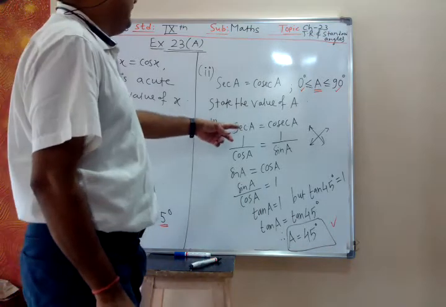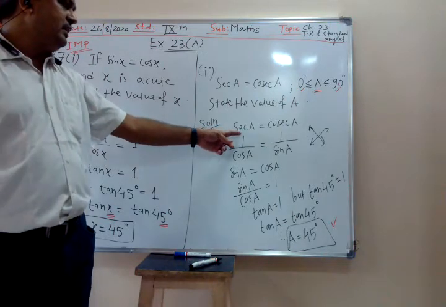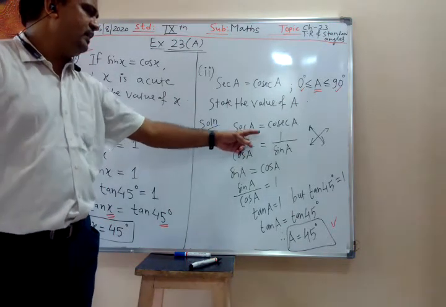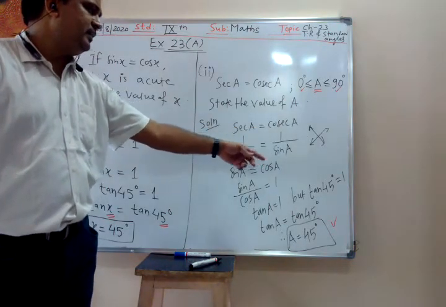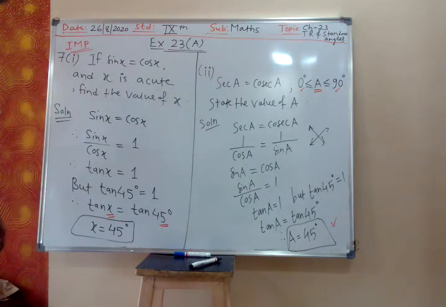Where sec is the reciprocal of cos. So, sec A is 1 upon cos A, cosec A is 1 upon sin A. Sec is reciprocal of cos, cosec is reciprocal of sin.